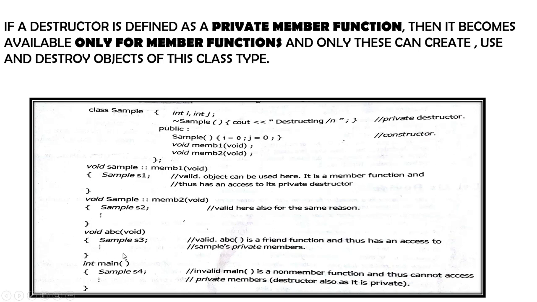Now after this, the fourth one, we have main here, and main is a non-member function of this class. Therefore you cannot create an object inside it. Therefore this is invalid, because main is a non-member function of the class.